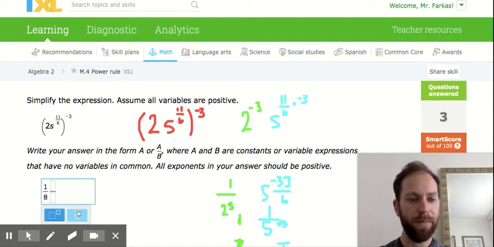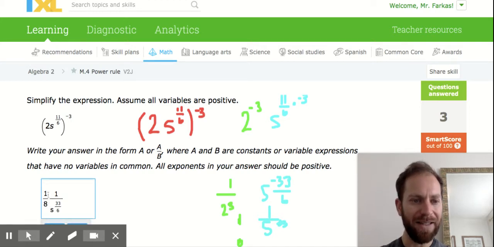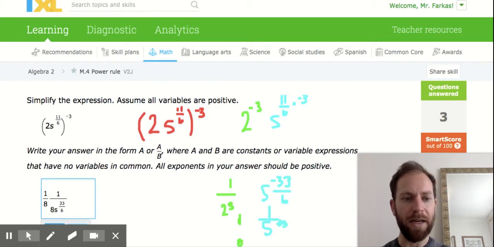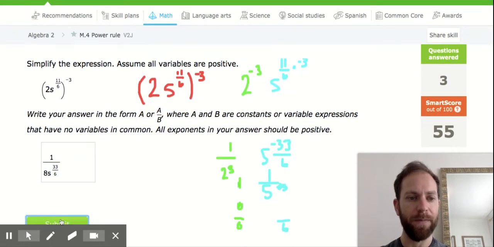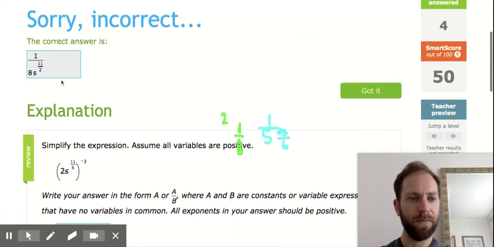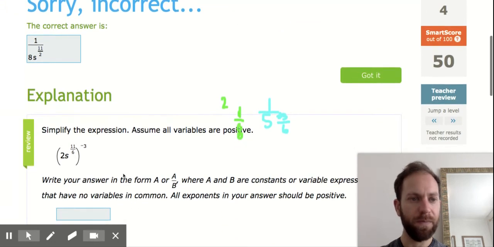1 over s to the power of 33/6. I'm not sure if it wants you to multiply these two things, but my guess is that it does. So you have 1 times 1 on top and 8 times the bottom. I would imagine that this would just be 8s, and you could take this whole thing away. Let's see if this is how it wants it written. Oh, it just wanted you to simplify it a little bit more.